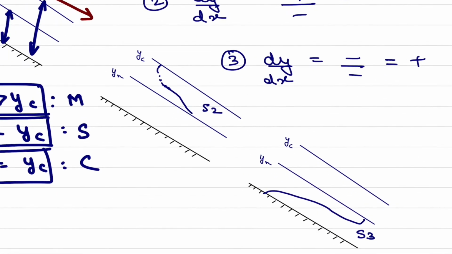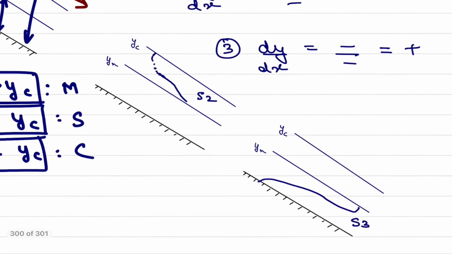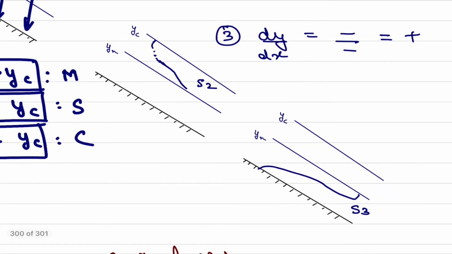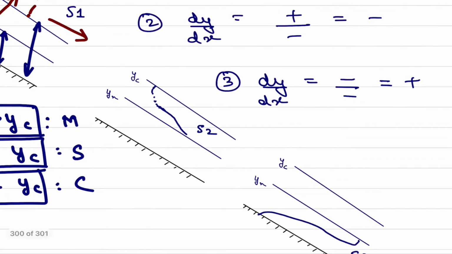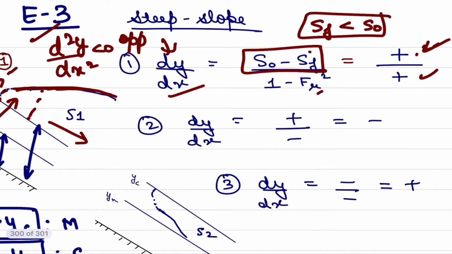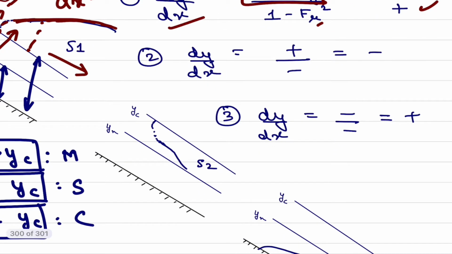Let us extend the similar discussion to case 2. That is, what would happen if our flow is happening somewhere in the region between yn and yc, whether water would rise or it would fall. So if you again look at the same setup, if we are somewhere here, our depth of flow is greater than yn. That would again mean that our SF is less than S naught. That means our numerator is going to be positive.